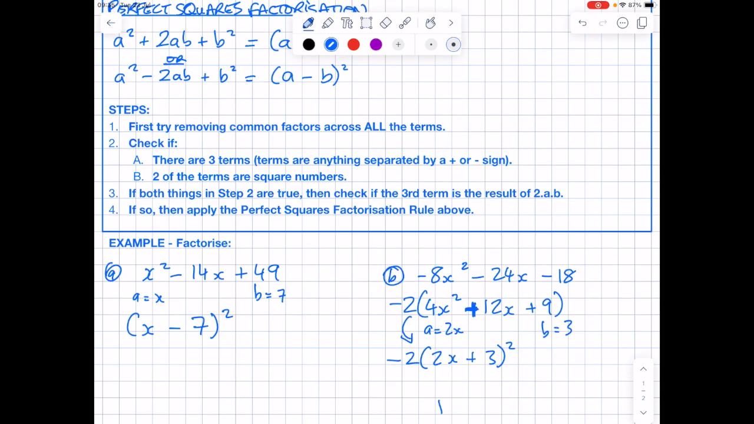Make sure you practice applying those laws. There's only 6 questions that you need to do. And hopefully that helps you out.